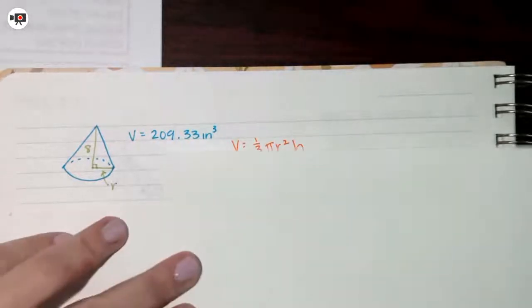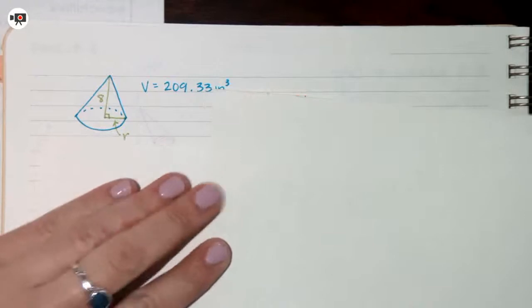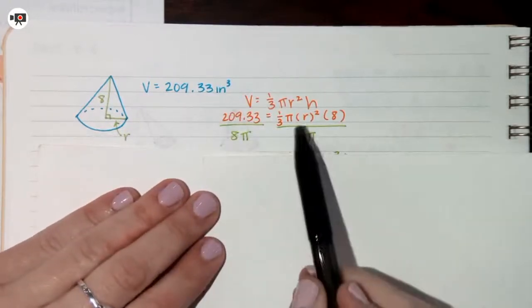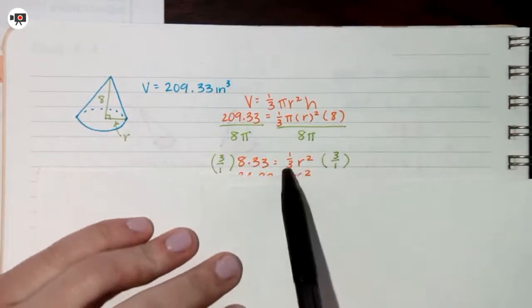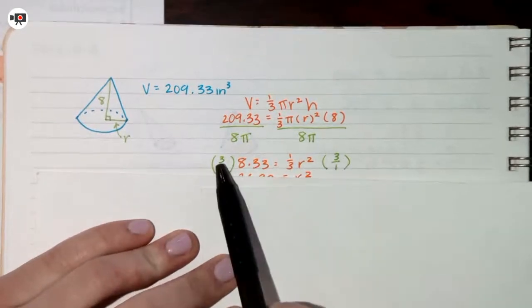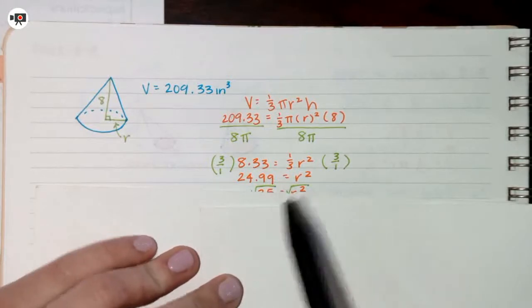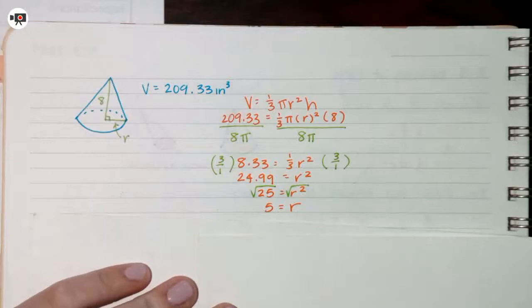To solve for the missing dimension here, we are given the height, but we are finding the radius. So plugging in what I know, solving for r, then I have 1/3 r squared. So to divide by a fraction, you multiply by the reciprocal. And I get 24.99. That's basically 25. So the radius is about 5.